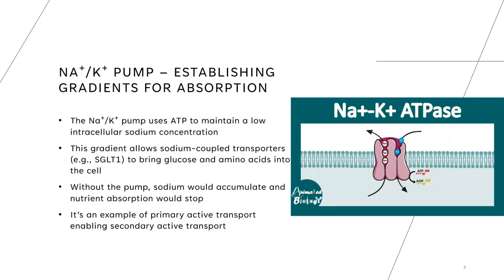Second point I want to make is Na+ and K+ pump, specifically establishing gradients for absorption. These pumps use ATP to maintain a low intracellular sodium concentration. This gradient allows sodium-coupled transporters to bring glucose and amino acids into the cell. Without the pump, sodium would accumulate and nutrient absorption would stop. It's an example of primary active transport enabling secondary active transport.